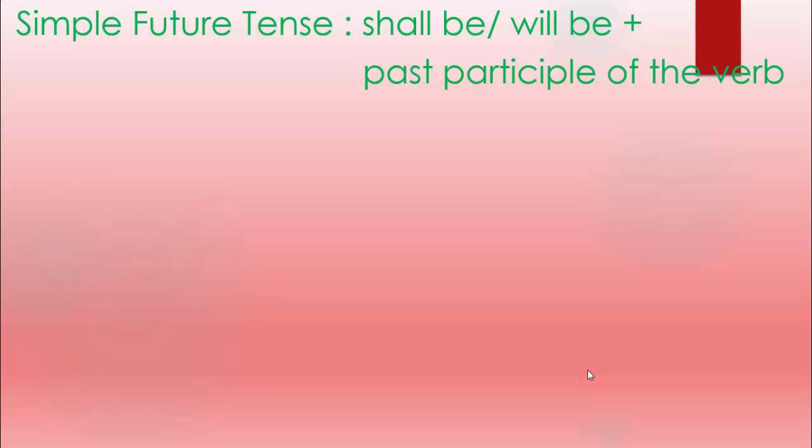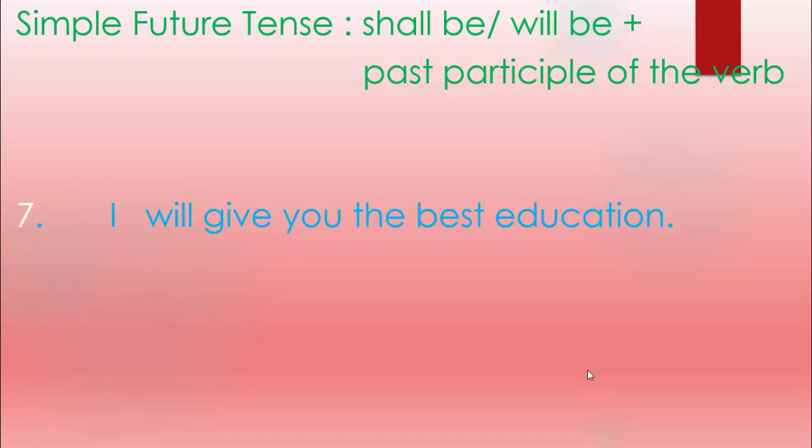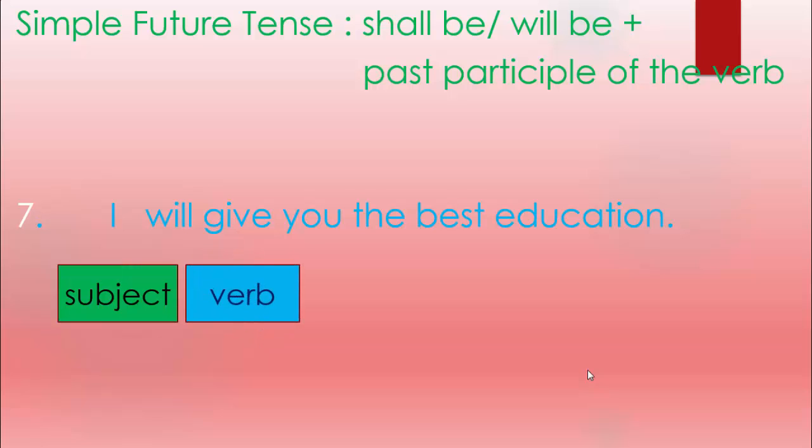So let us see another example of simple future tense. Here is the example. I will give you the best education. So which is the subject? I is the subject. And which is the verb? Will give are the verbs. And which is the object? Here are two objects. One is you and another one is the best education.